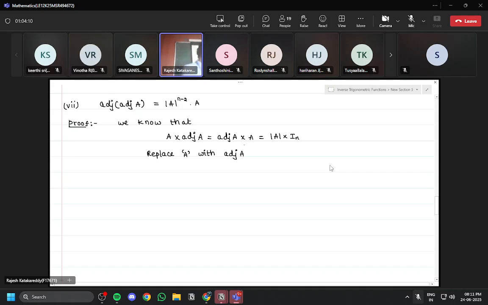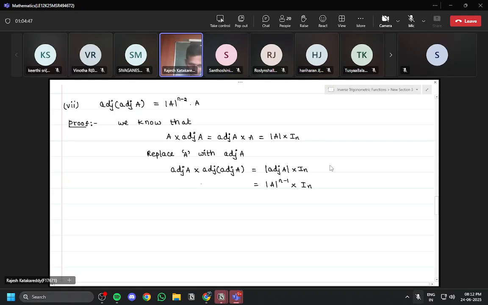Only take one part, this one and the equality one. Don't write the entire thing. We can say that adjoint of A into adjoint of A equals determinant of adjoint of A into identity matrix of order n. Right? This determinant value we will calculate. That will be equal to determinant of A to the power n minus 1 into In. So you write the same thing.